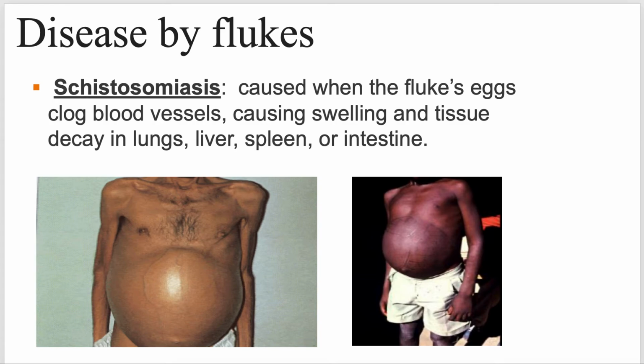One disease that's caused by flukes is schistosomiasis. I know I'm saying that incorrectly, and I apologize. It's caused when the fluke's eggs clog blood vessels, causing swelling and tissue decay in lungs, liver, spleen, and intestines. So it causes your abdomen to swell up real bad like that.